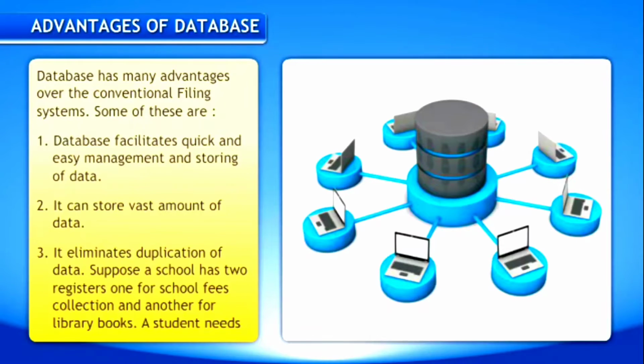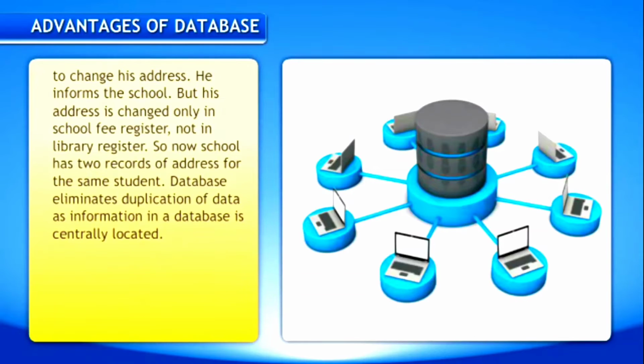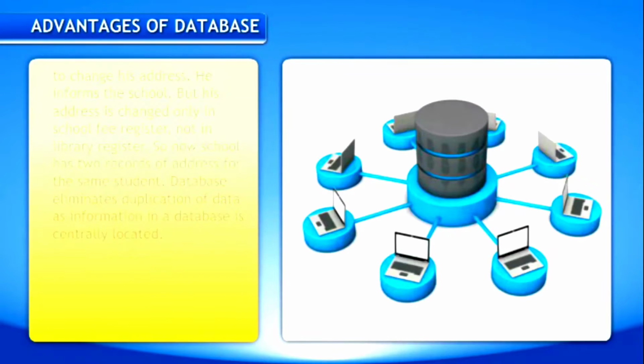Suppose a school has 2 registers, one for school fees collection and another for library books. A student needs to change his address. He informs the school, but his address is changed only in school fee register, not in library register. So now school has 2 records of address for the same student. Database eliminates duplication of data as information in a database is centrally located.